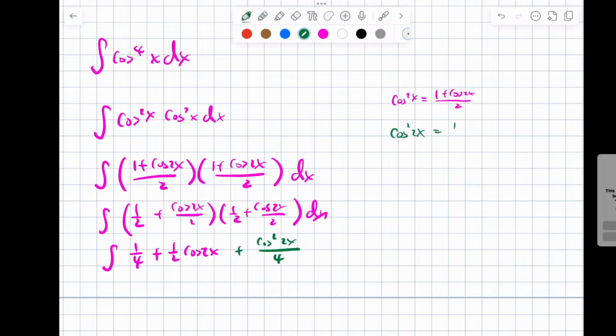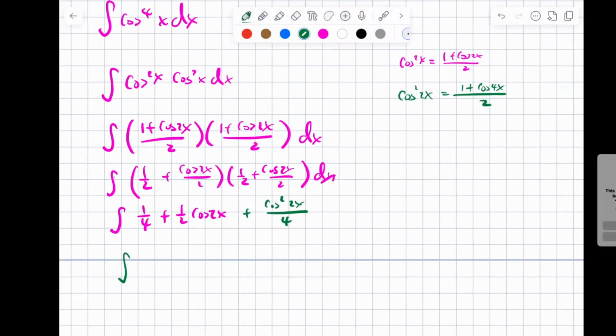Just replace all the x with what? 2x. Only the x. You replace that x to become 2x, and then that becomes something that you can work with. So that's going to be 1/4 plus 1/2 cosine 2x, and this is a 1/4, right, times 1 plus cosine of 4x over 2.